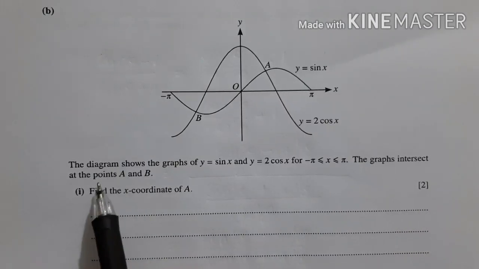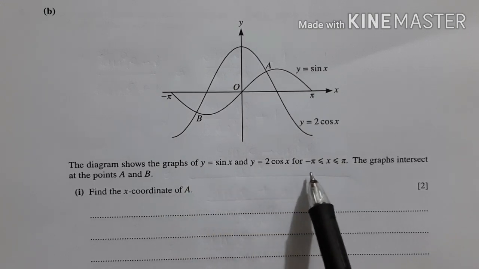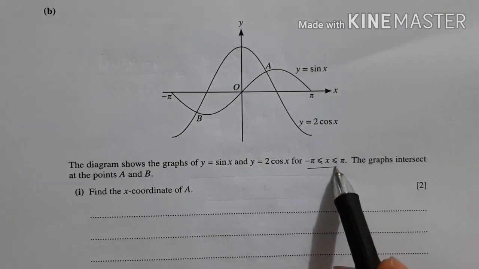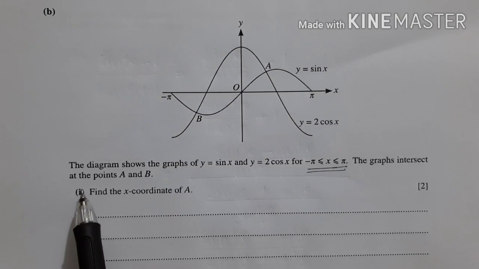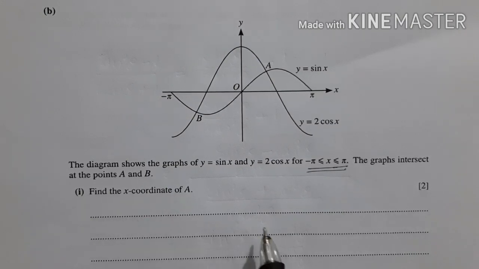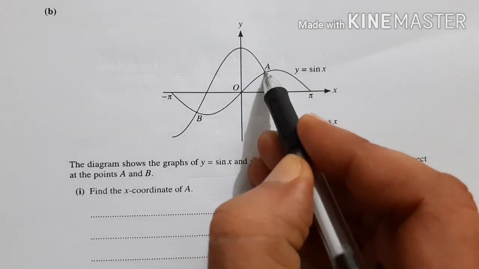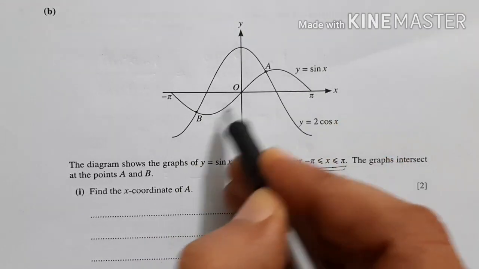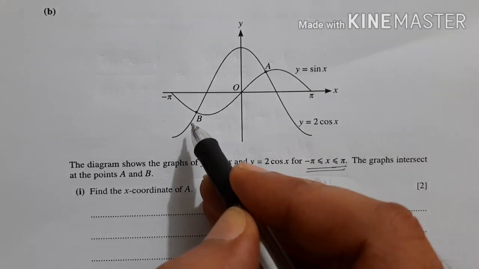Part B. The diagram shows the graph of y is equal to sin x and y is equal to 2 cos x for x between pi and minus pi. This is our domain. The graph intersected at the points A and B. So find the x coordinates of A, because these two curves got 2 points of intersection. One is A and one is B. A is in the first quadrant and B is in the third quadrant.